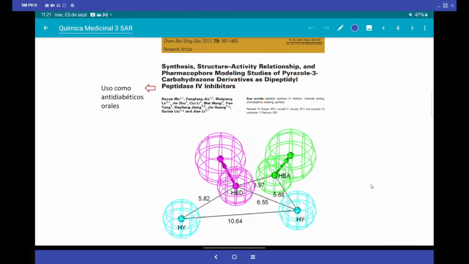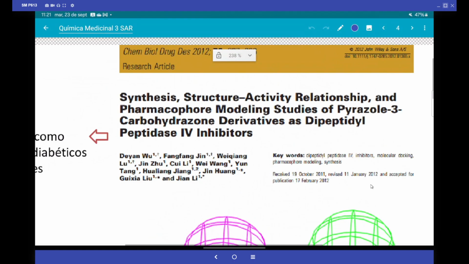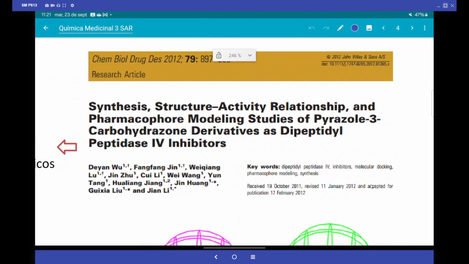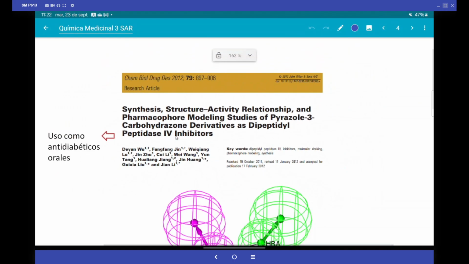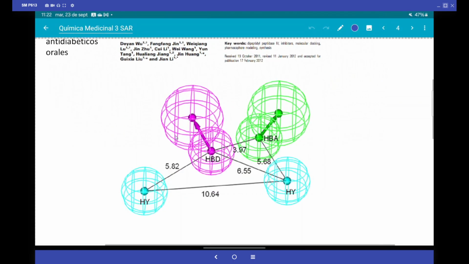Another way to define a pharmacophore is through what is known as the geometric path to define a pharmacophore. In this article from 2012, we see precisely that definition applied to a research work. It says: synthesis and structure-activity relationship and pharmacophore model of pyrazoles. Now, these pyrazoles were designed as inhibitors of dipeptidyl peptidase 4, which is an enzyme involved in diabetes. There it says antidiabetic. And look at the conclusion that they came to.